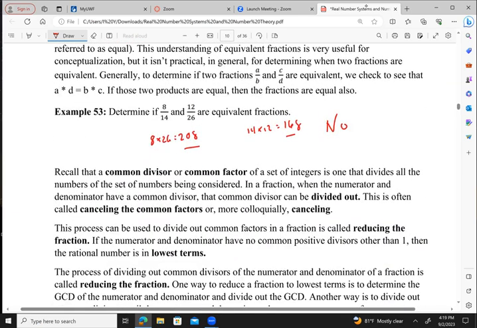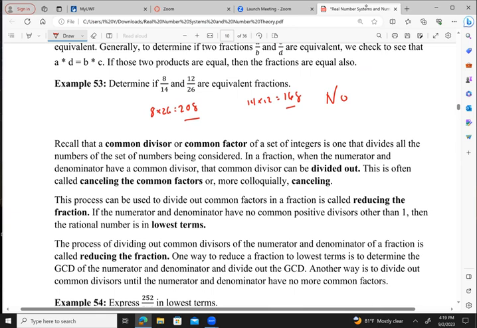If you recall, a common divisor or common factor of a set of integers is one that divides all the numbers of the set being considered. In a fraction, when the numerator and denominator have a common divisor, that common divisor can be divided out. This is often called canceling the common factors or simply canceling.